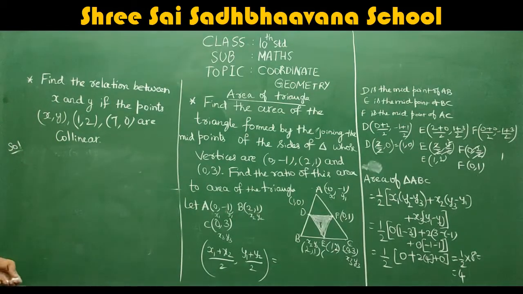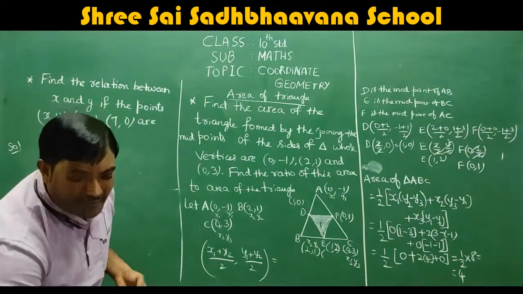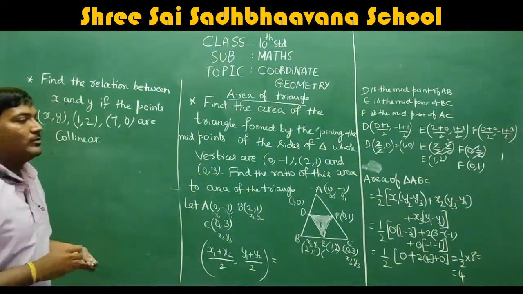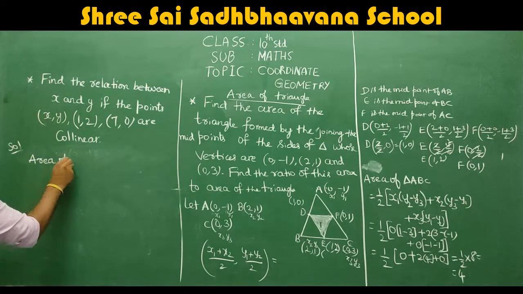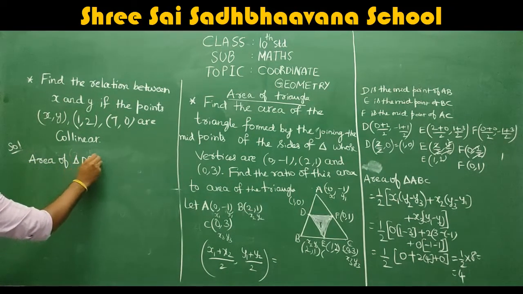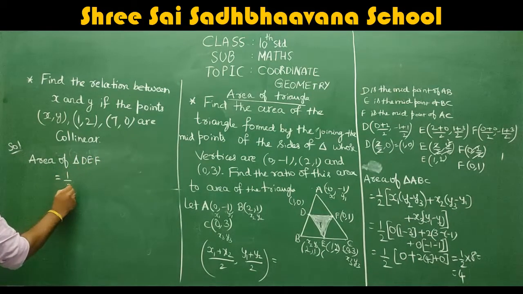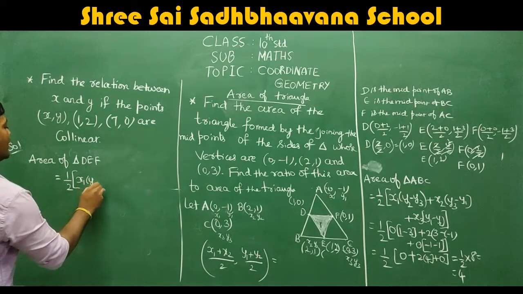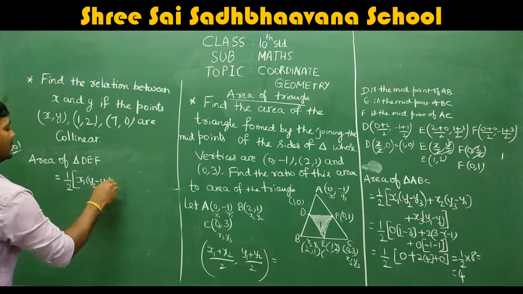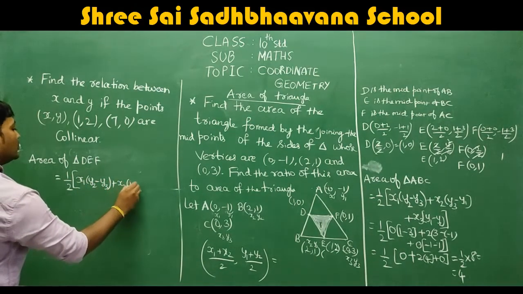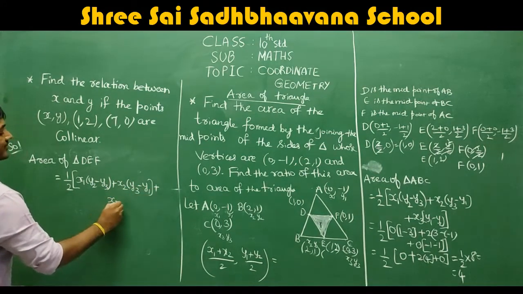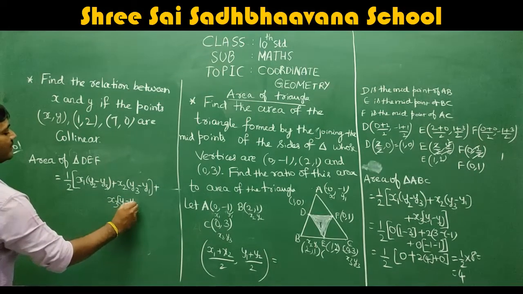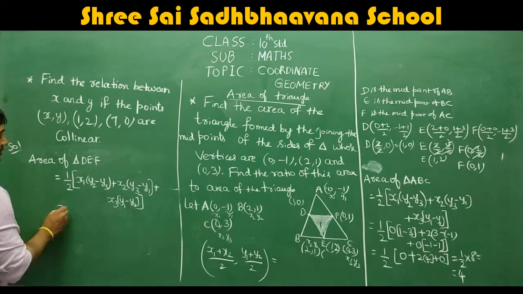Okay? Use the same formula and find the area of triangle DEF. So area of triangle DEF equals half into x1 into (y2 minus y3) plus x2 into (y3 minus y1) plus x3 into (y1 minus y2). So this is the formula.